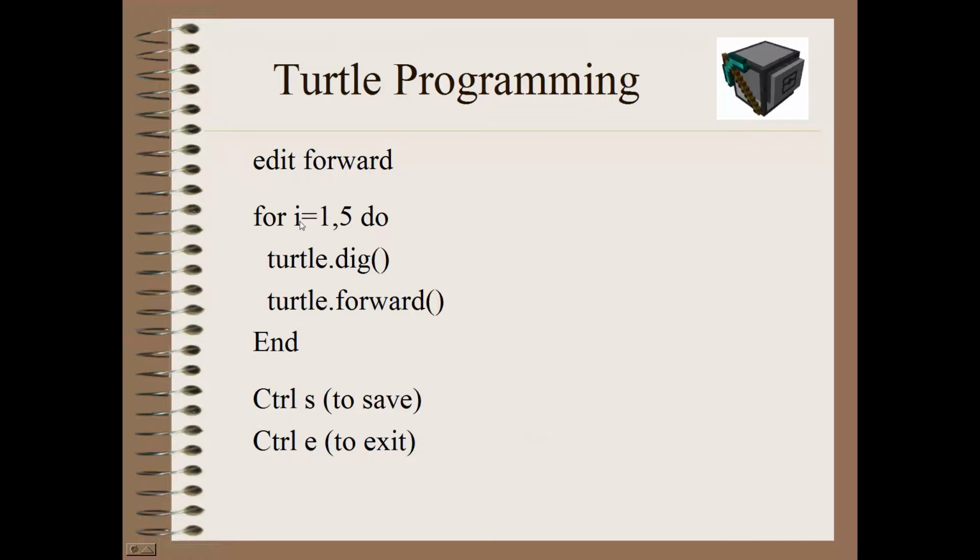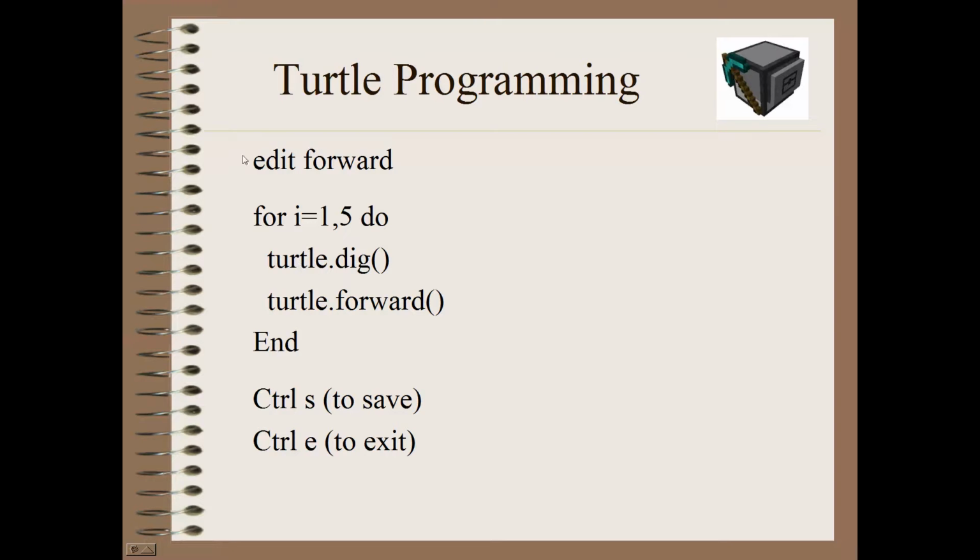Here I'm going to demo this. You're going to see that the turtle will go forward until it runs into something. Once it runs into something, it will no longer go forward. So to create a clear path, we use turtle.dig. So it is able to dig through anything that it's going to get stopped by.